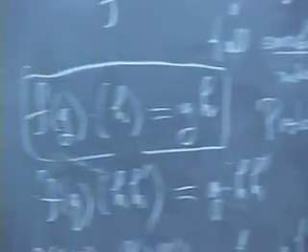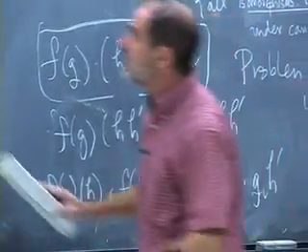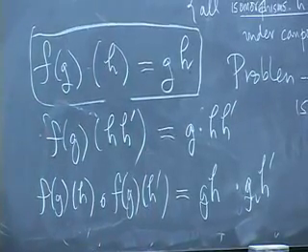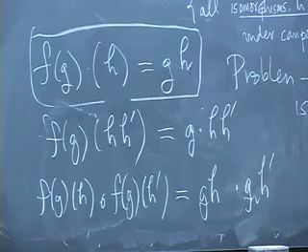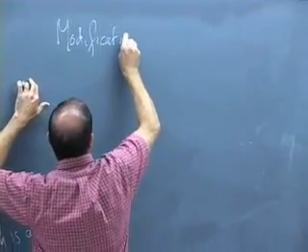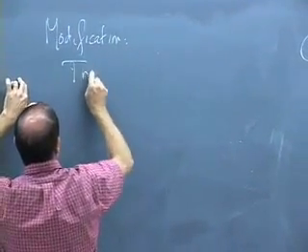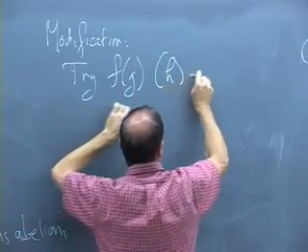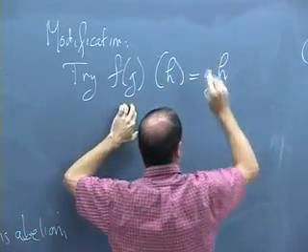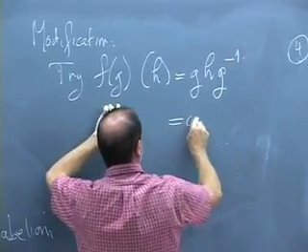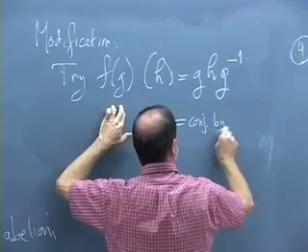So we're going to modify it. I'm going to do this or else I'll dig myself a grave here. We're going to modify it. Modification. Try f of g of h is multiply by g, but then multiply on the right by g inverse. Conjugation by g.